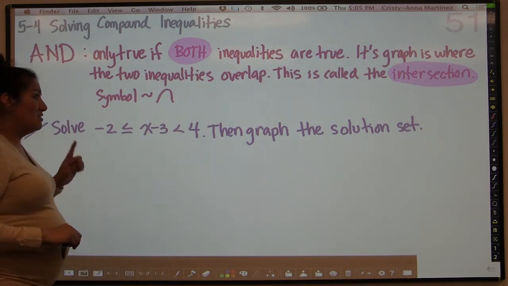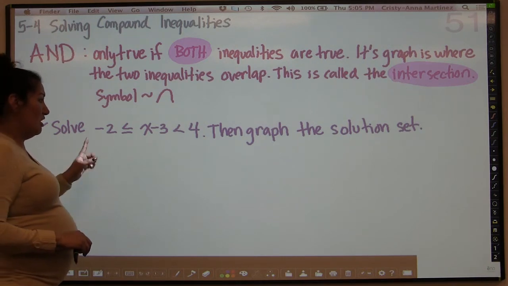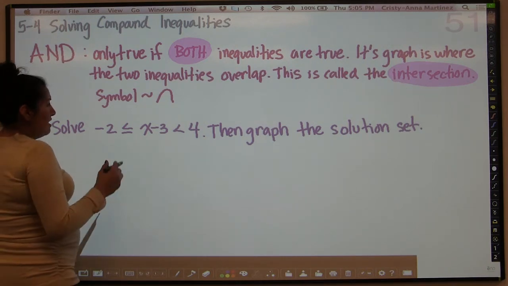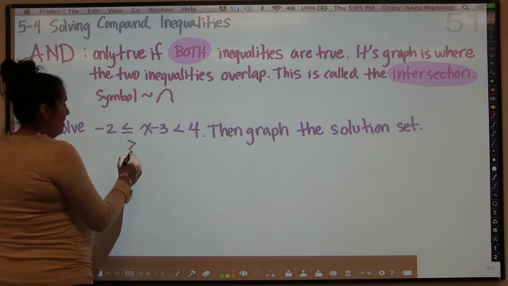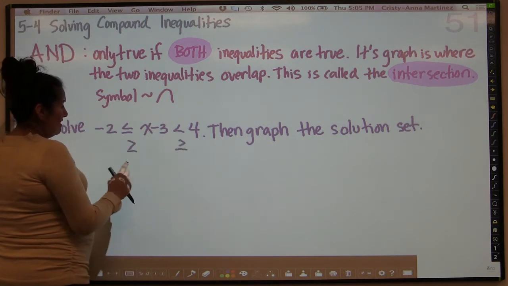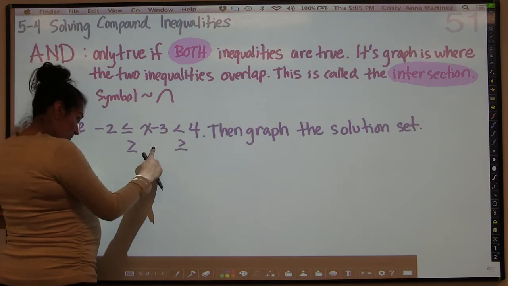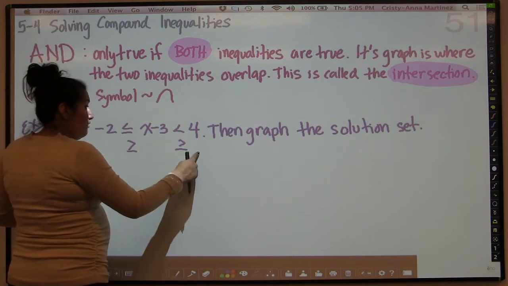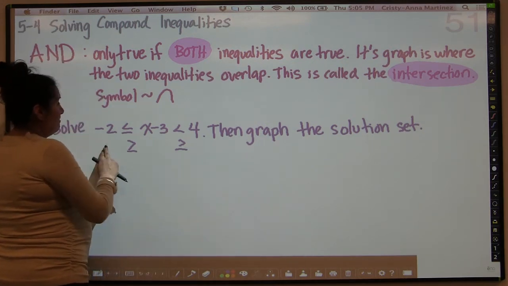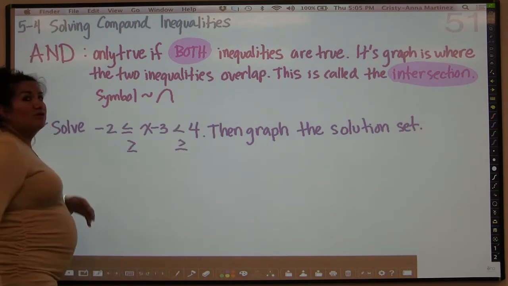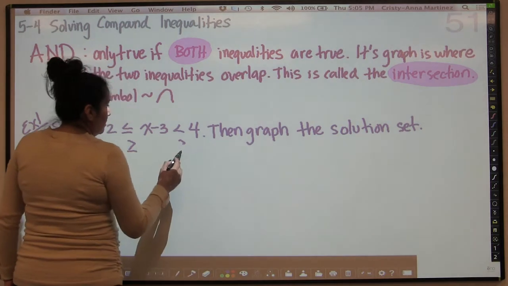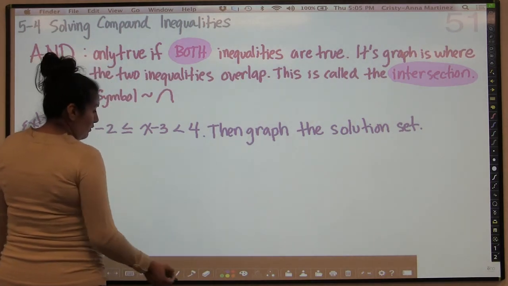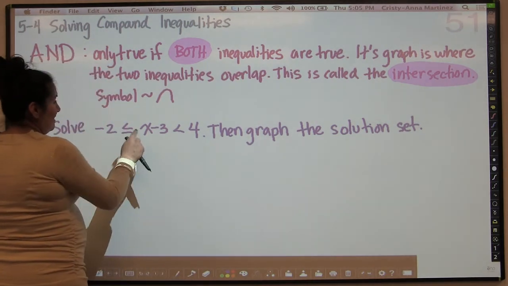I say that because it's not appropriate for you to write this the other direction. You cannot make sandwiches out of greater thans. Because if this said greater than, you would be saying something like negative 2 is bigger than x minus 3, which is bigger than 4. And so then negative 2 should be bigger than 4. But negative 2 is not bigger than 4, so it would be a false statement. So you don't want to do that. No sandwiches for greater thans. Only sandwiches for less thans.